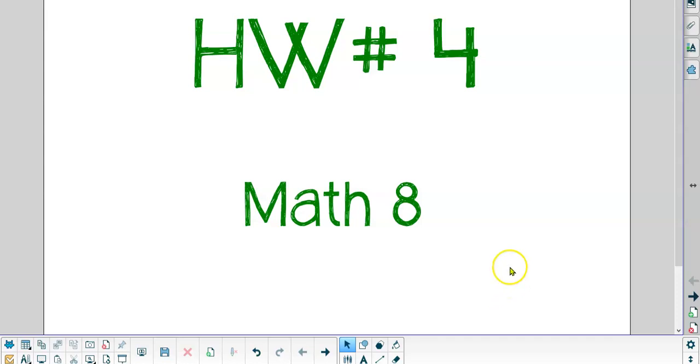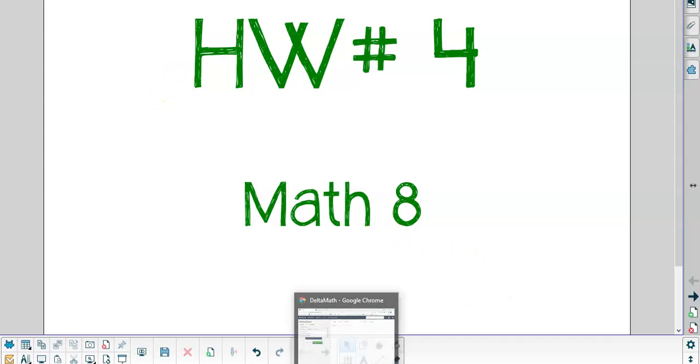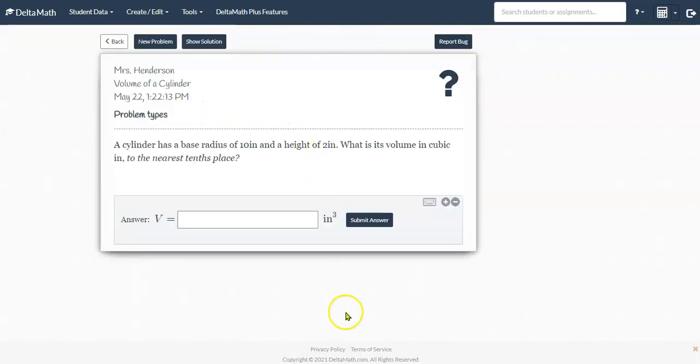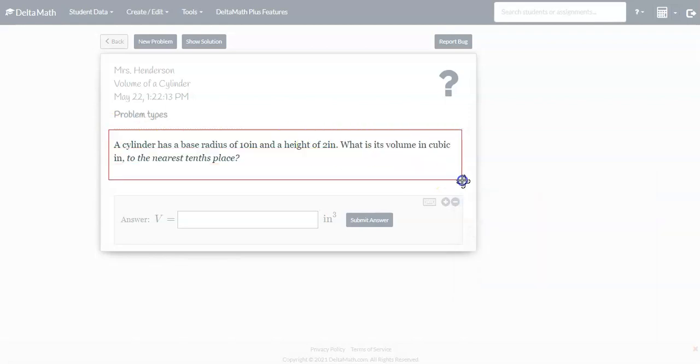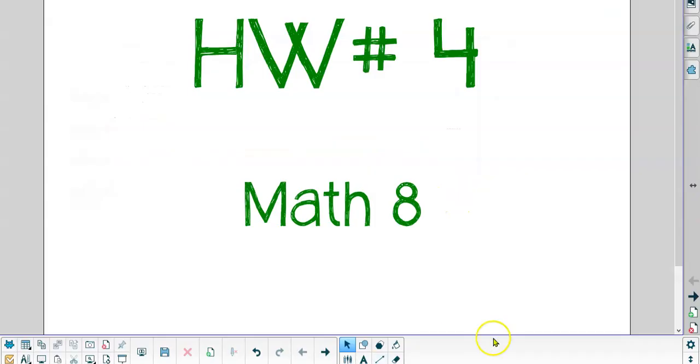This tutorial will help you to complete the questions on homework number 4. So let's get started. The first topic is volume of a cylinder. So let's take a look at this question here. The cylinder has a base radius of 10 inches.